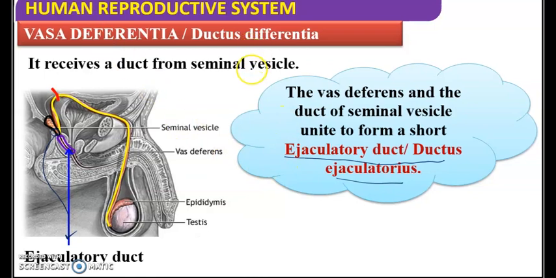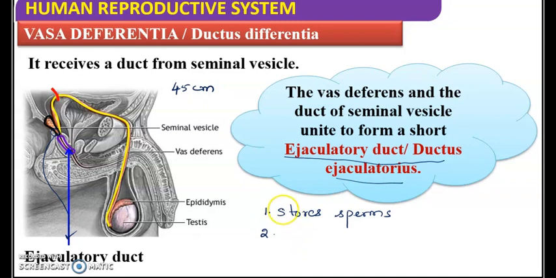Now, this seminal vesicle, the total length is 45 centimeters. In fact, it is quite long. It is 45 centimeters, and it has two main functions. The first function is that it also stores sperms. Just like the epididymis, it also stores sperms.